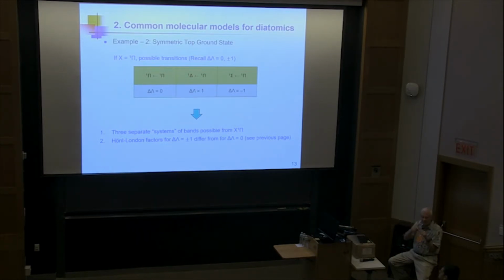And so the Franck-Condon factor tells you the relative propensity for a specific change in v. The Hönl-London factor tells me the specific propensity for J, within a given electronic change, a given delta lambda. Okay, that's a lot of stuff.